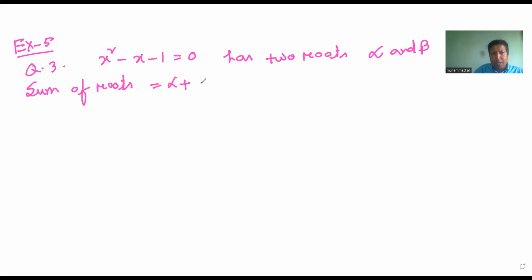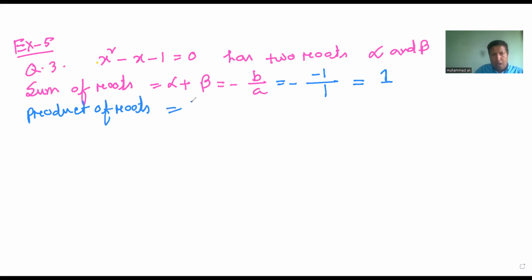So alpha plus beta, the formula is minus b by a. One thing we have to remember here, x square coefficient is a and x coefficient is b. So minus b is here minus 1, a is 1. So finally we get here plus 1. And product of roots, alpha beta equals c by a. So c here is minus 1, a also 1. So product of roots equals minus 1.